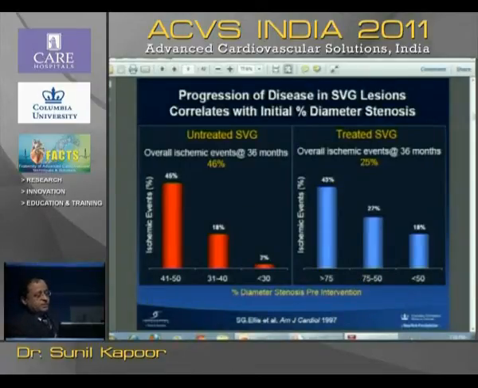Now, this progression of disease correlates with the initial diameter stenosis. What it means is that if the initial lesion is less than 30%, then the progression of disease is less. But once there is a lesion formation, a borderline lesion, it progresses very fast. That is why whenever there is a suspicion of borderline disease, one must investigate the patient and treat them fast, because SVG graft disease is not like native coronary disease. SVG graft disease progresses very fast.